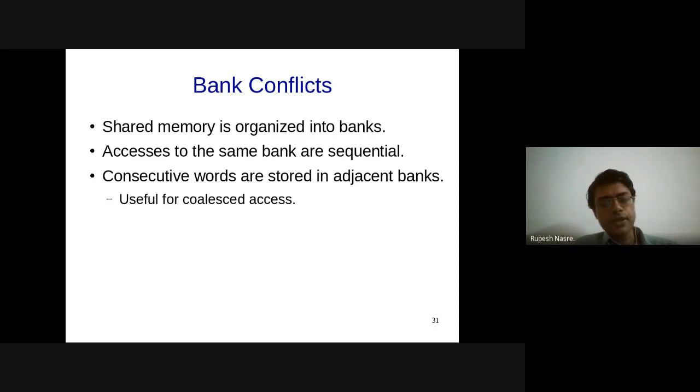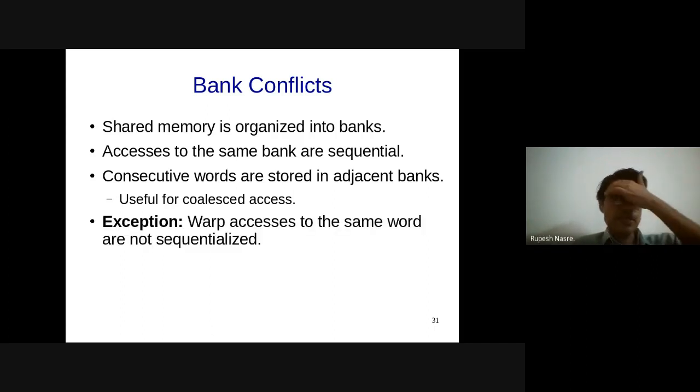However, there is one exception. Otherwise there is a conflict, which means that if two threads start accessing the same banks, that is the words from the same bank, then there is a bank conflict. Right? And that bank conflict is going to get served in a sequential manner, and therefore there is a performance penalty. So we should be careful. One small exception to this is that if the warp threads are accessing the same bank, but they are accessing different words in the same bank, then there is a bank conflict.